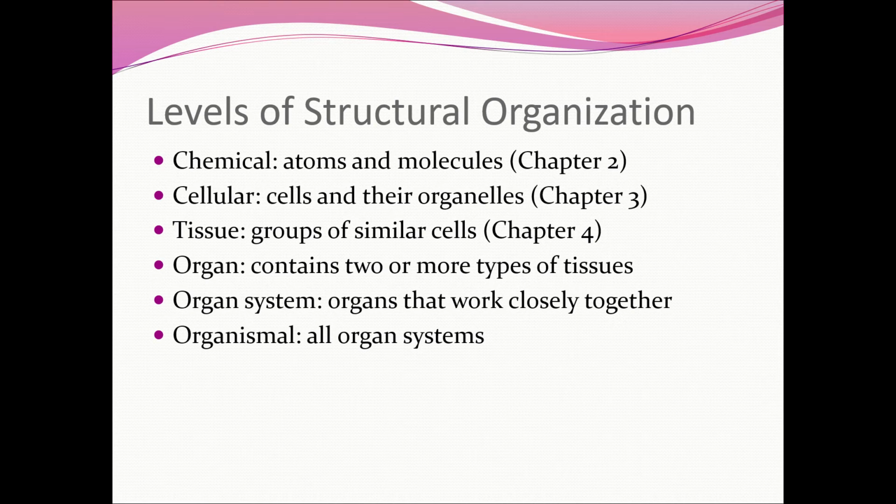Let's look at the levels of structural organization. In the chemical level of structural organization, atoms and molecules are studied. In the cellular level of structural organization, cells along with their organelles are studied. In the tissue level of organization, groups of similar cells are studied. And then the organ will contain two or more types of tissues, and an organ system will contain organs that work closely together, and the organism includes all of the organ systems within the body.